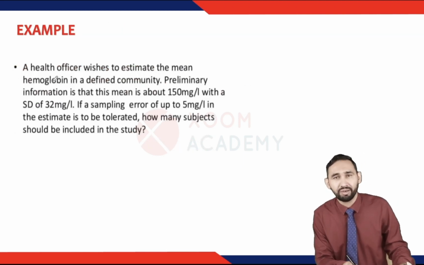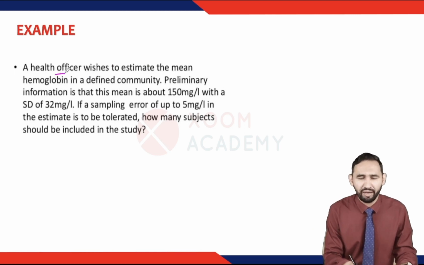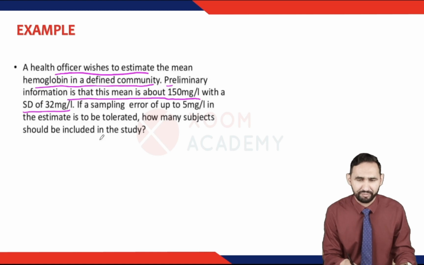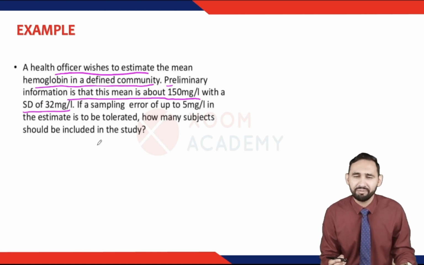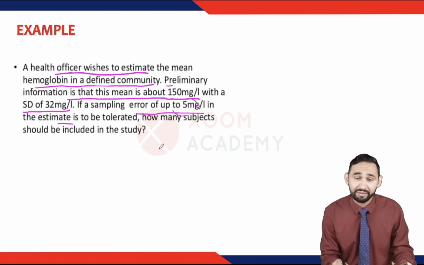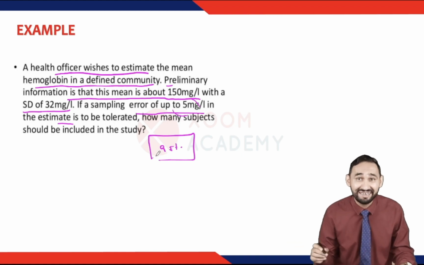We'll solve it by the following example. A health officer wishes to estimate the mean hemoglobin level in a defined community. Preliminary information is that the mean is about 150 milligram per liter with a standard deviation of 32 milligram per liter. So the researcher wants to calculate mean hemoglobin. He has the information about mean hemoglobin, and about standard deviation. If the sampling error is up to 5 milligram, he has information about sampling error. In the estimate, 5% error is always tolerated. That's why we take 95%, because 5% error is negligible.